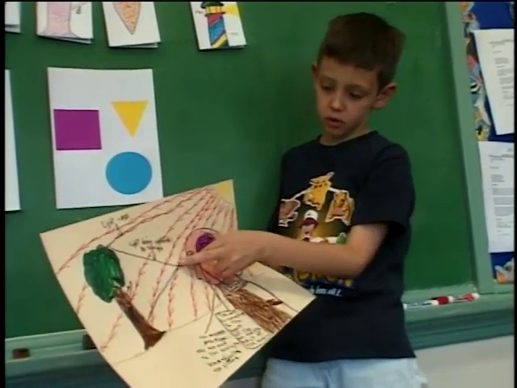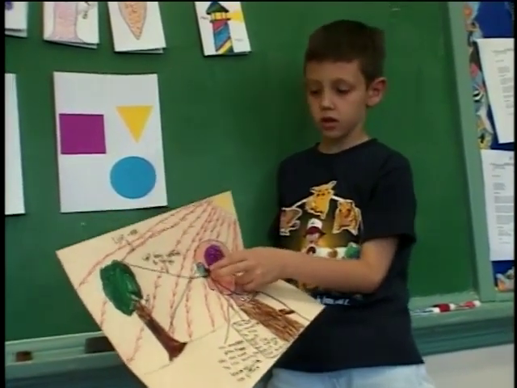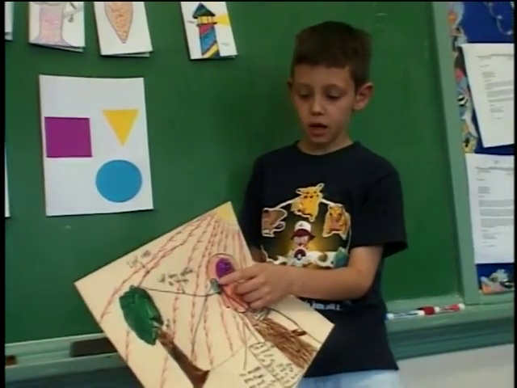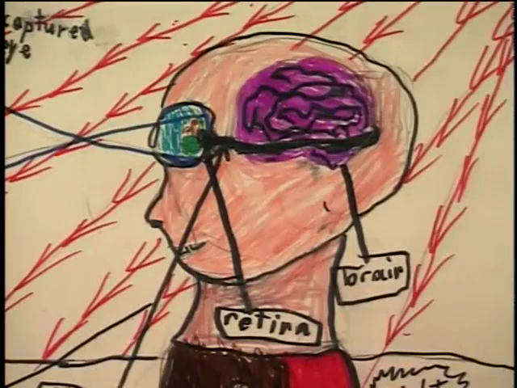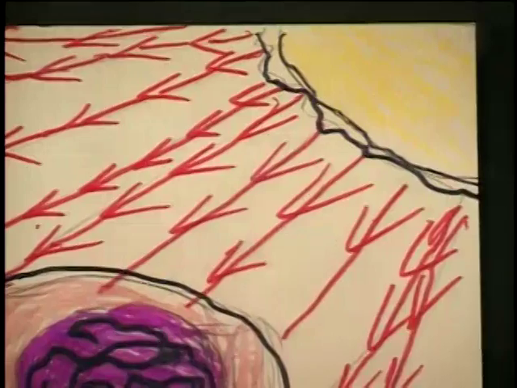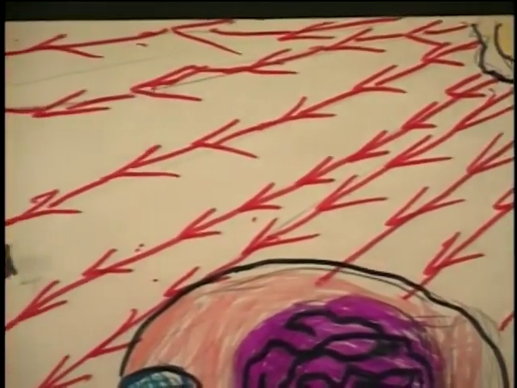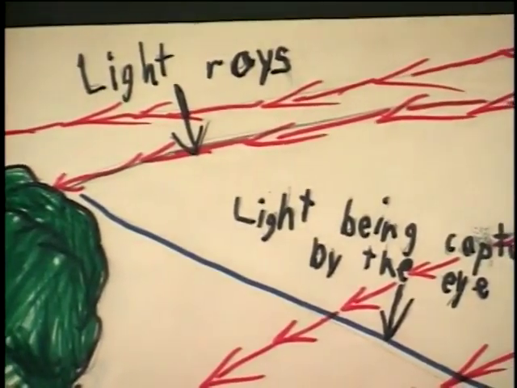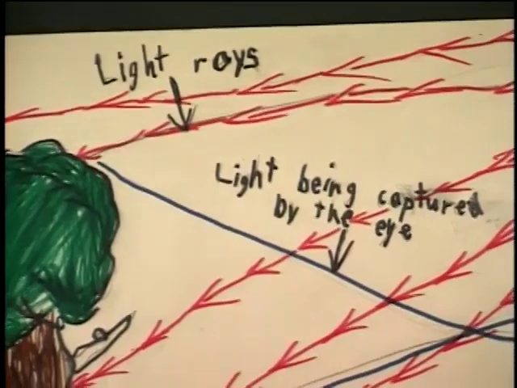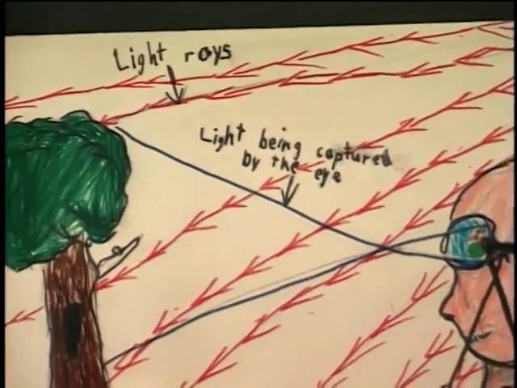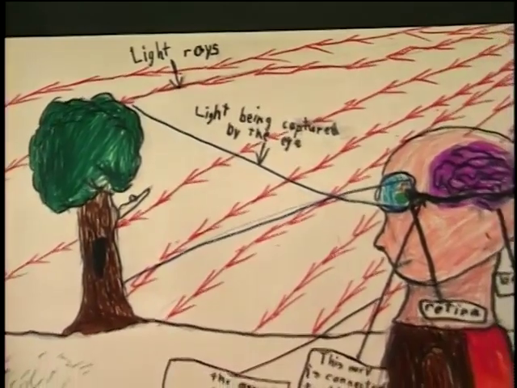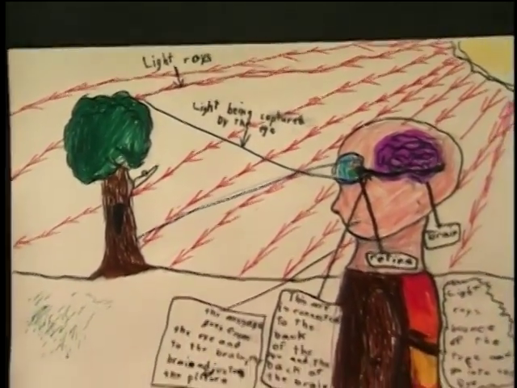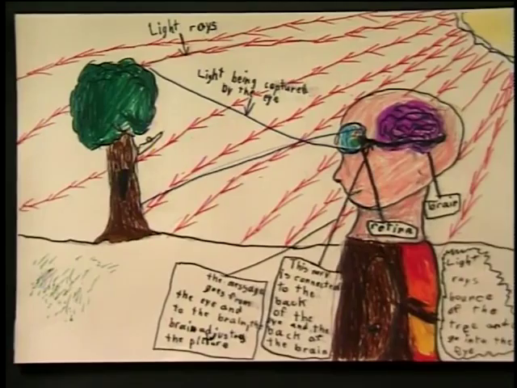Then these light lines cross, making the tree look upside down at the back of the eye, which is called the retina. The retina has a nerve that's connected to the back of the brain, and the brain tells you which way the tree should be and how far it is, and it makes you see it good. And without light, you can't see anything because the light needs to bounce on an object, so it can go into your eye and into the back of the brain.